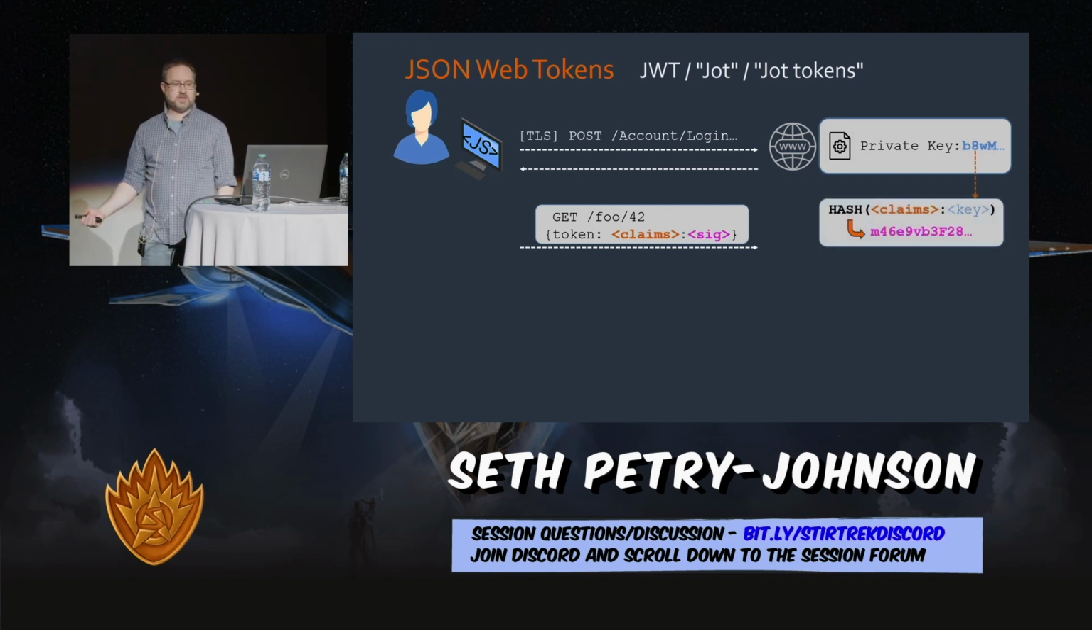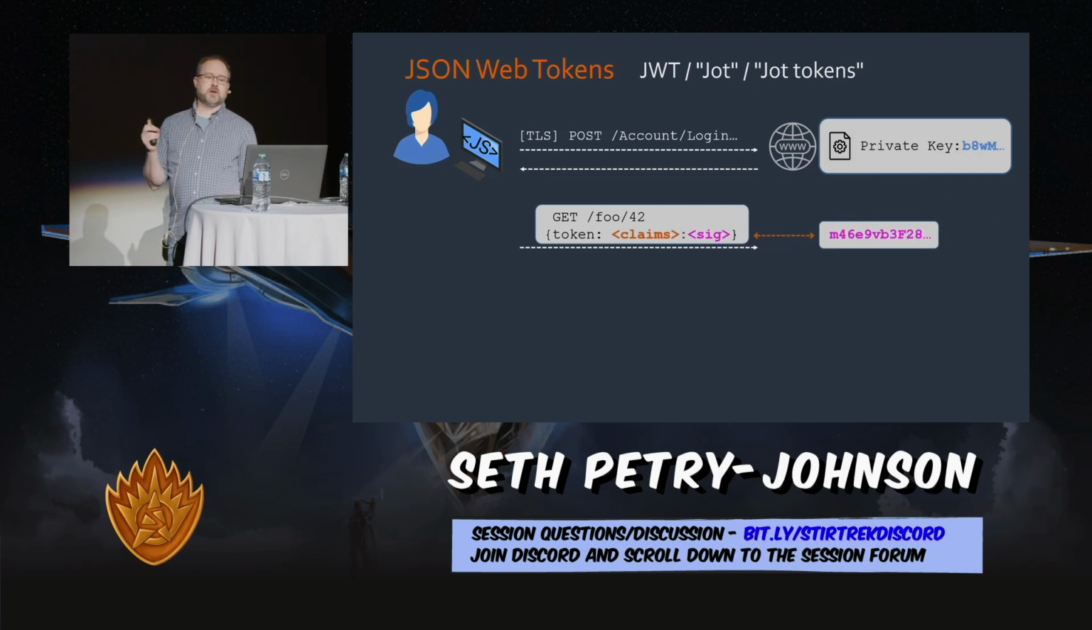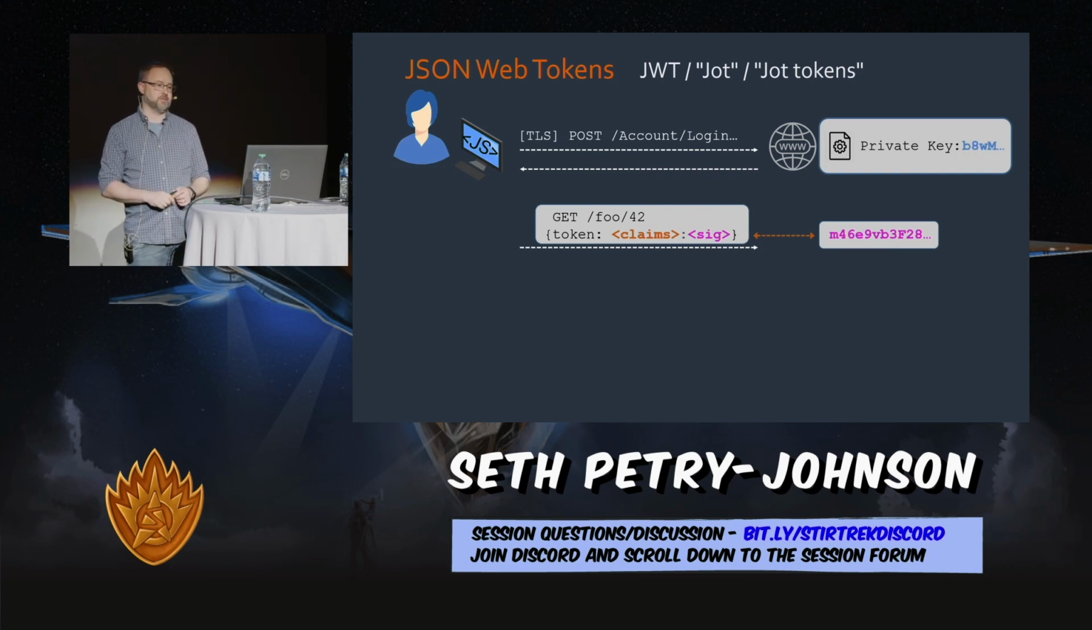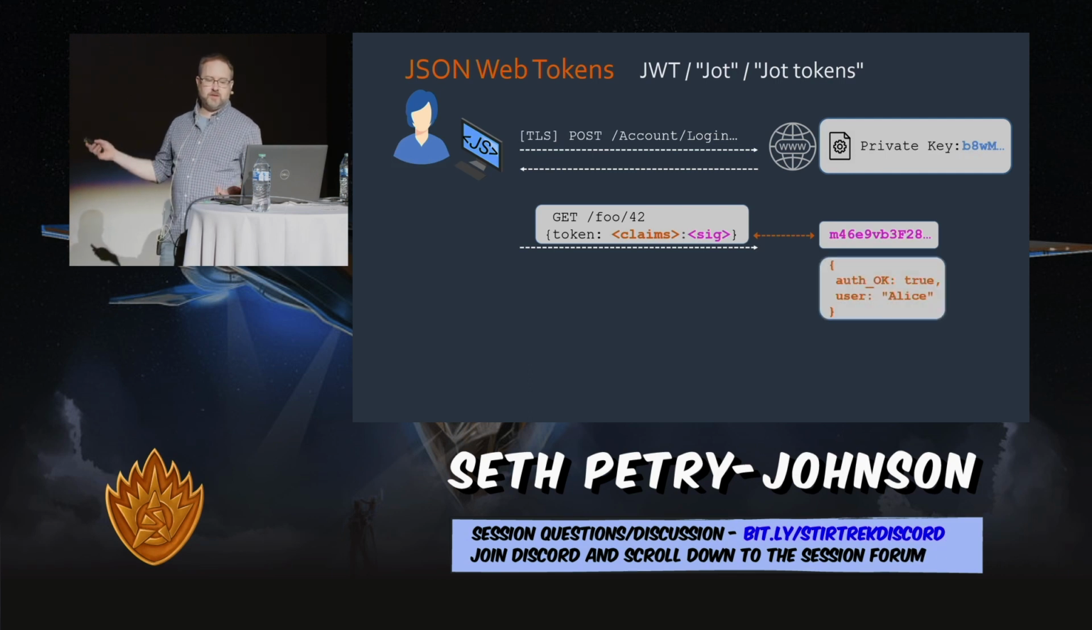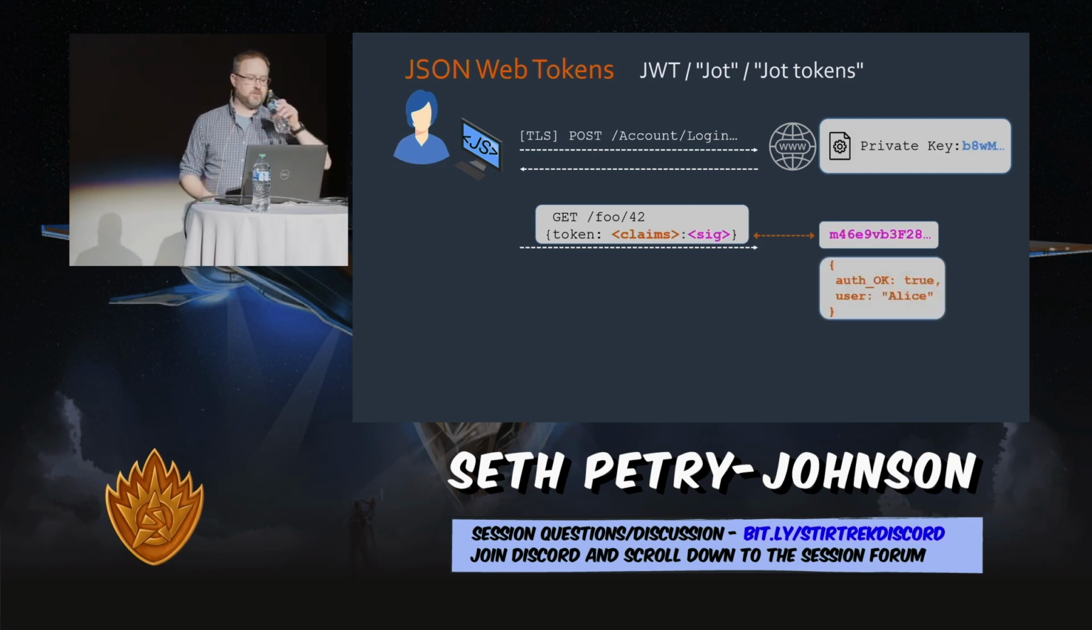The server gets the request, recomputes the signature with its own private key, and compares that value to the signature in the token. Right? If they match, then the server knows the token was signed by its own private key, so the claims in there can be trusted and were not modified in transit. So the server can then authenticate this request as coming from Alice.